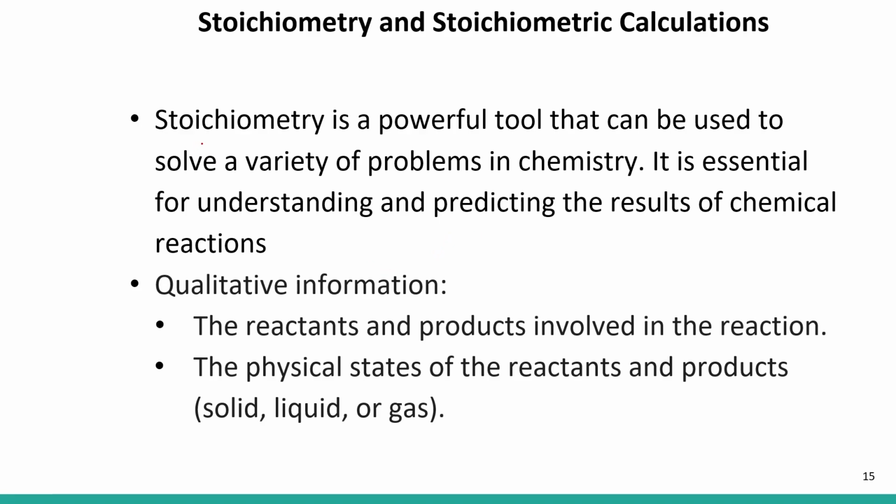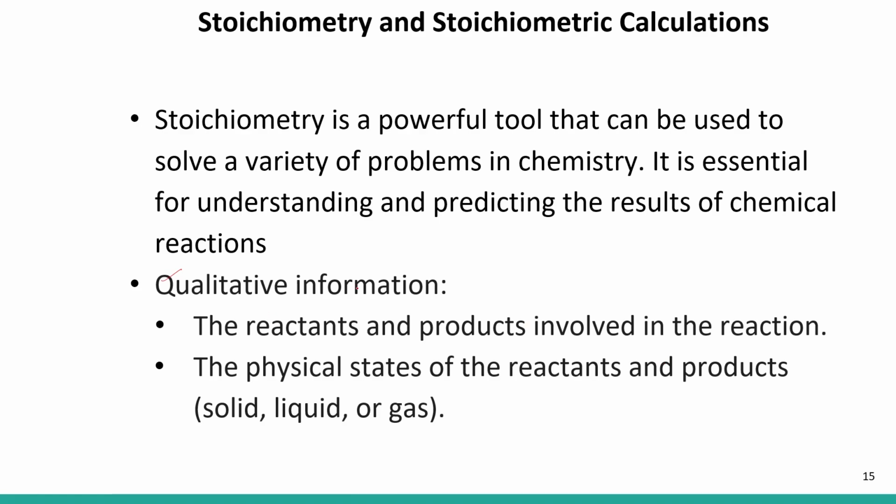So why is this stoichiometry thing important? It is important in two ways. First is the qualitative one, and second is the quantitative one. So how is it helping in the qualitative manner? You can use this coefficient thing, this stoichiometric thing, and know what the reactants and products involved in the reaction are.